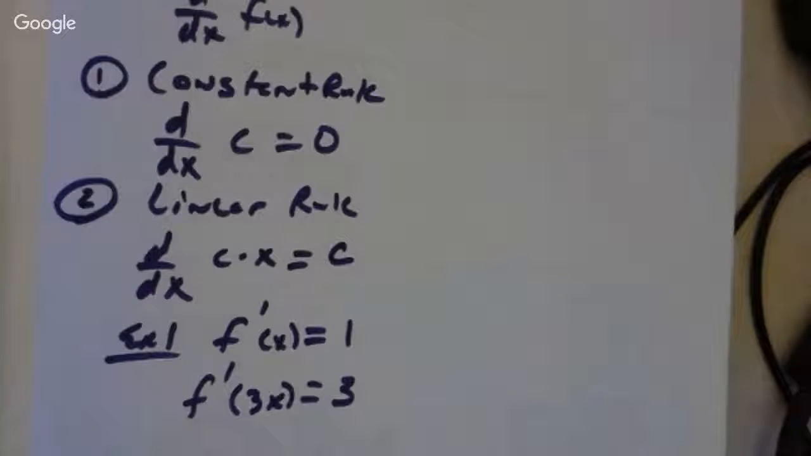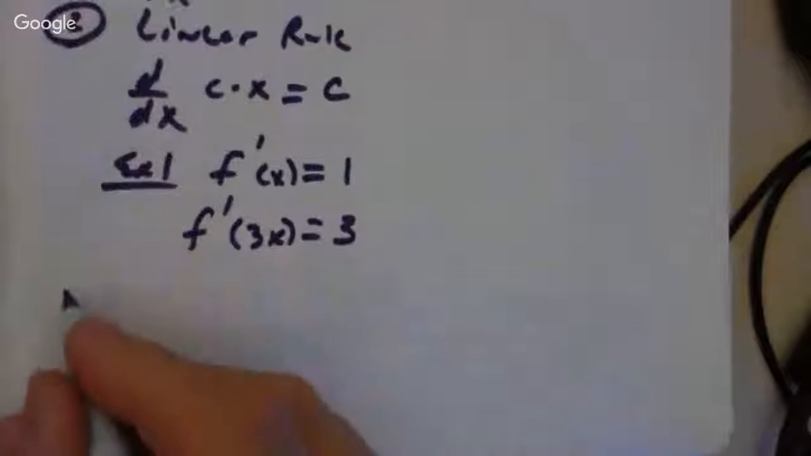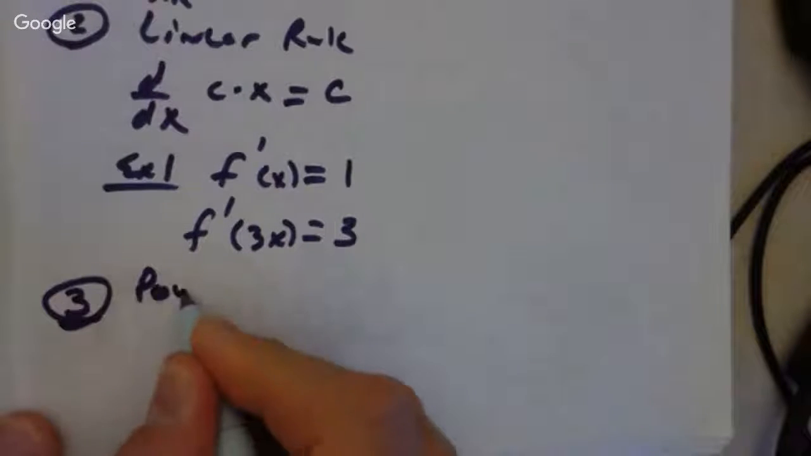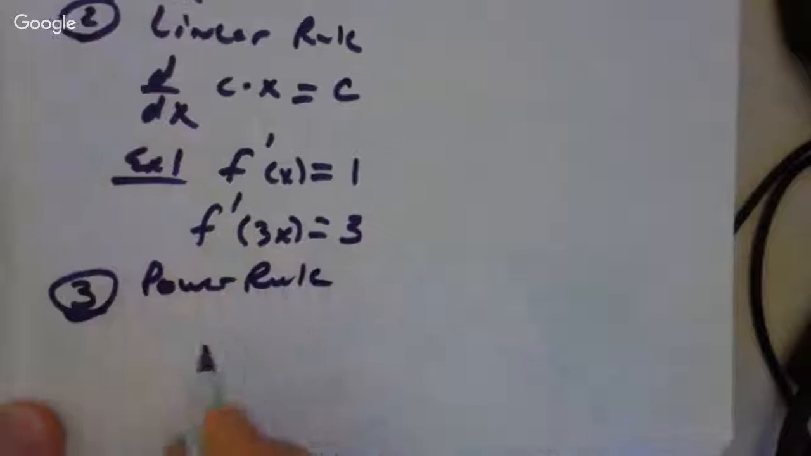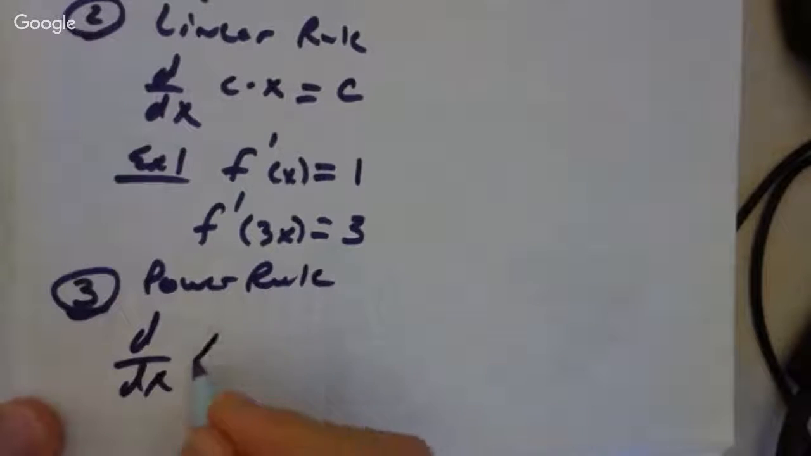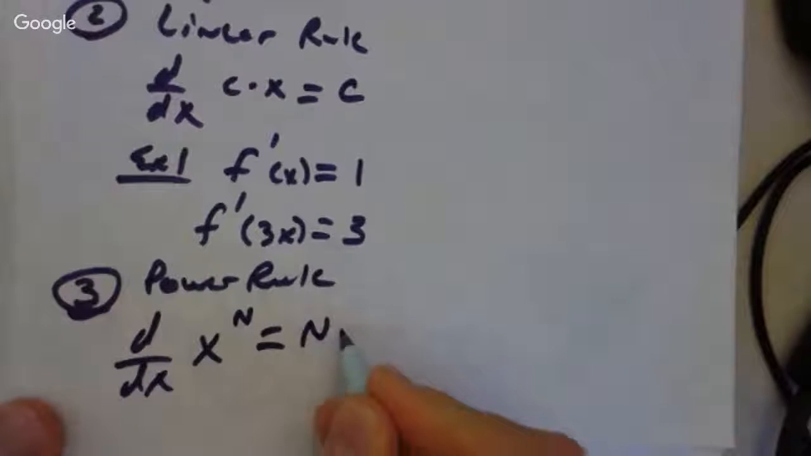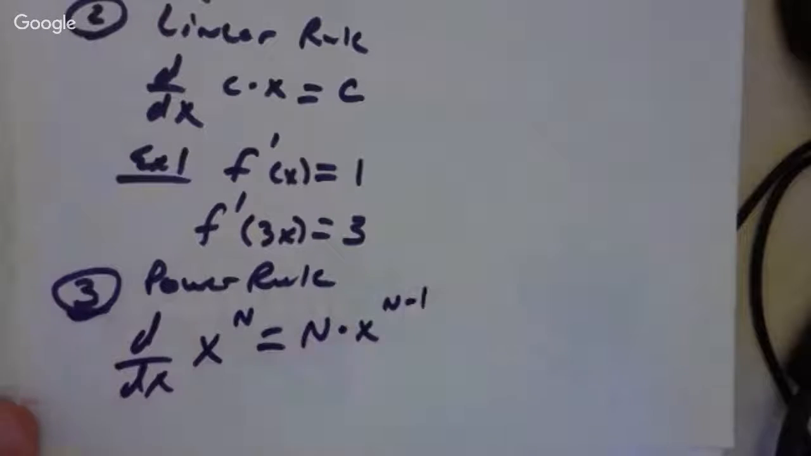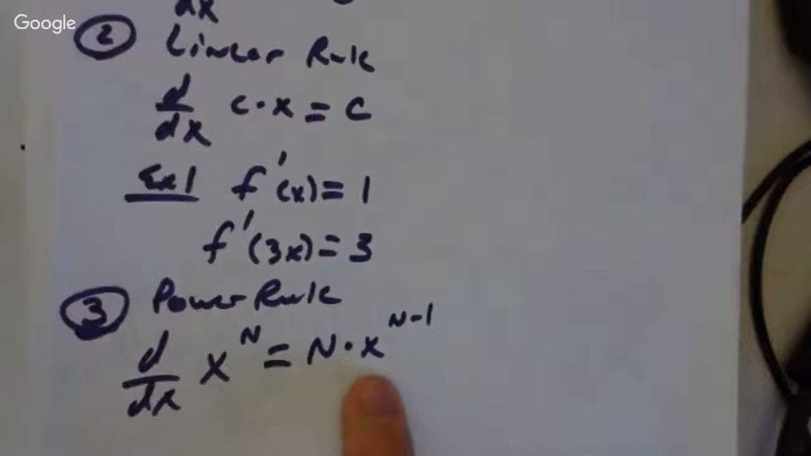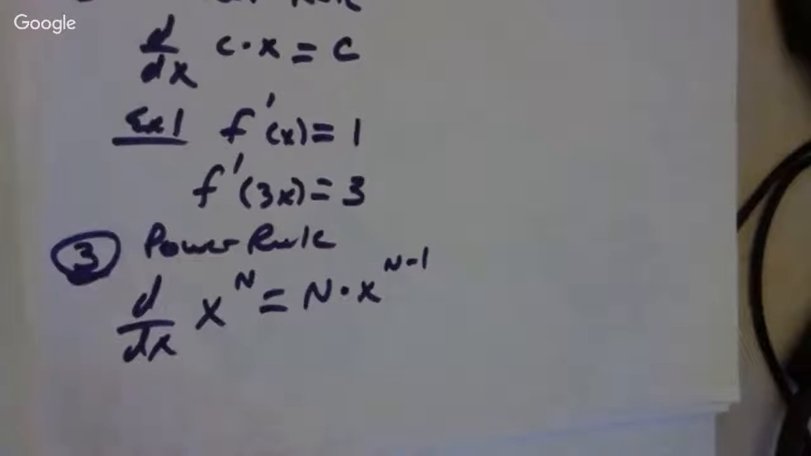Okay, questions on that? Okay, number 3 is the power rule. Finally. Power, base, 1 less power. Power, base, 1 less power. So if you have x to the n, power, base, 1 less power.